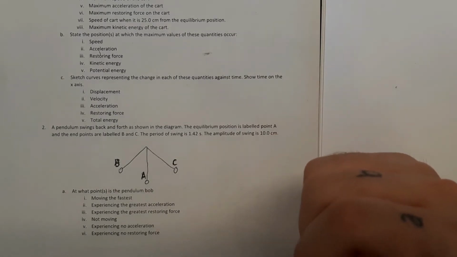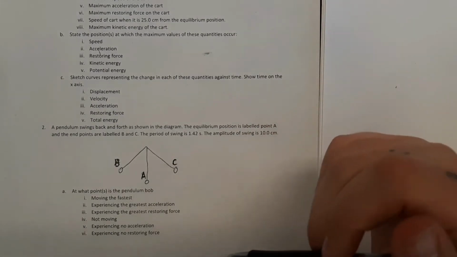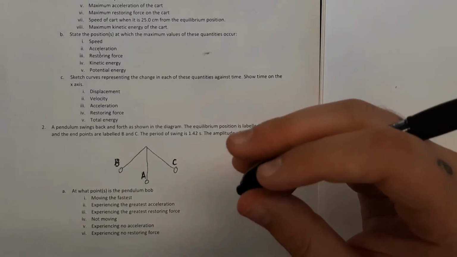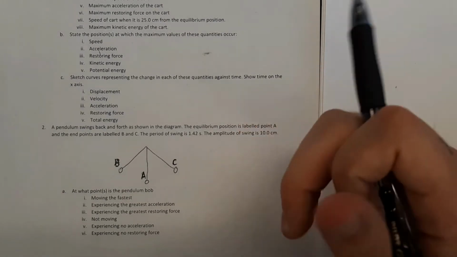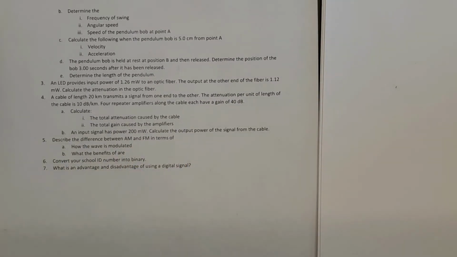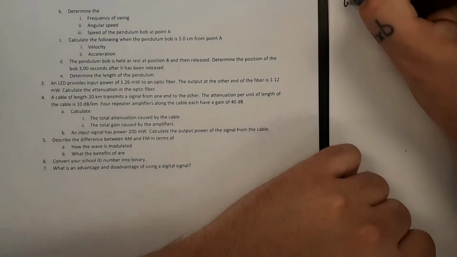Experiencing no acceleration will be where it's relaxed, so that'll be at point A. Experiencing no restoring force, well, where you've got no acceleration, that's where you've got no restoring force. So that'll be at point A. Okay, so there's all of A. Hooray. Look at B. Frequency of the swing. Okay, that means we're going to have to go back and get some values. All right, frequency of the swing.